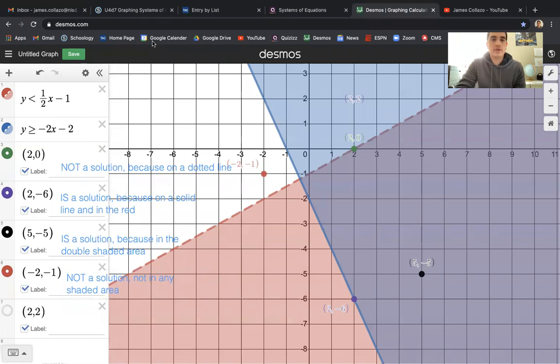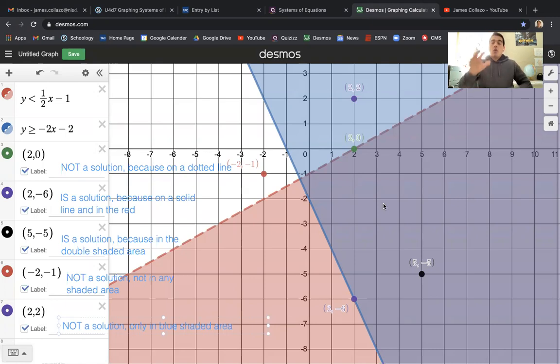And then the last one we have down here, and this is where some people kind of get tripped up. So I have 2, 2 right over here in the blue. So we want to know, is this a solution for the system? And the answer is no, it is not a solution for the system. Because it's only in the blue shaded area, okay? Because it's only in the blue, it's a solution for that blue inequality, but it's not a solution for the system, okay?